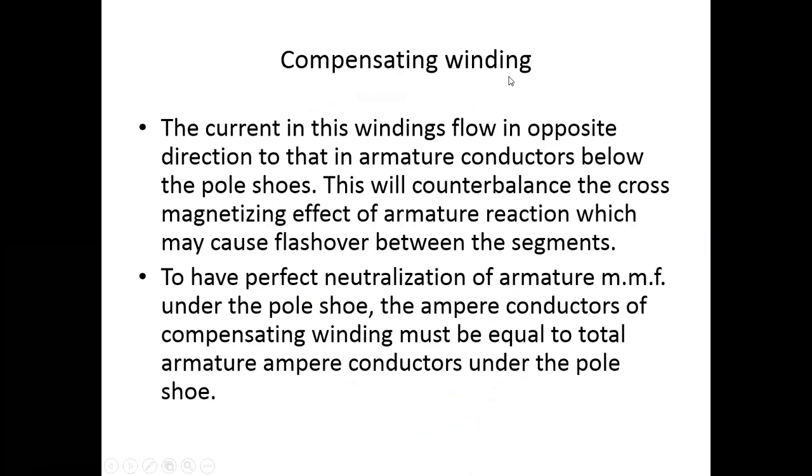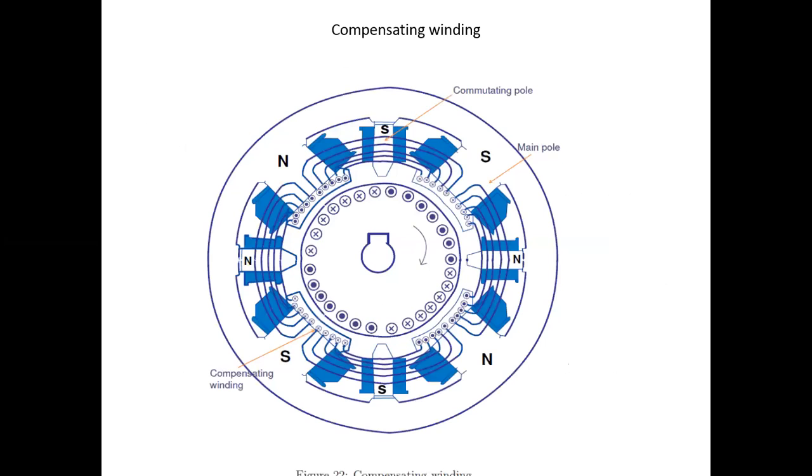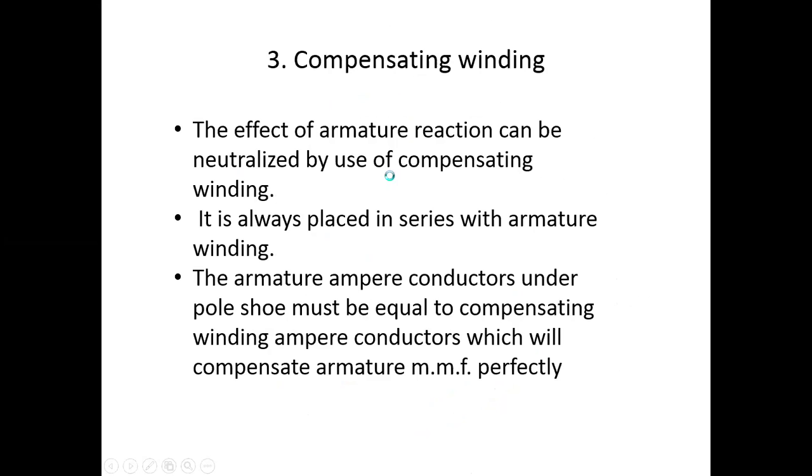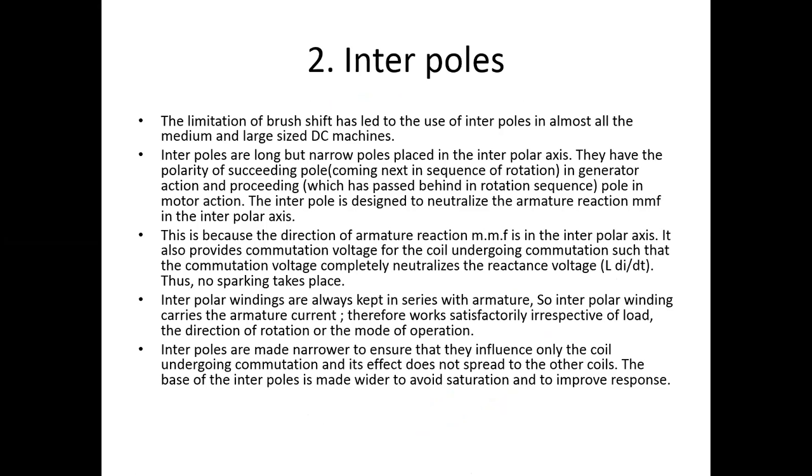Okay, the two main effects of armature current. What is the purpose of compensating winding? To reduce the armature reaction, compensating windings are provided at the pole faces. Compensating winding is also known as compoles. These are interpoles. Narrow poles are placed in the interpole axis. They are simply dummy coils, also there in the case of armature winding.